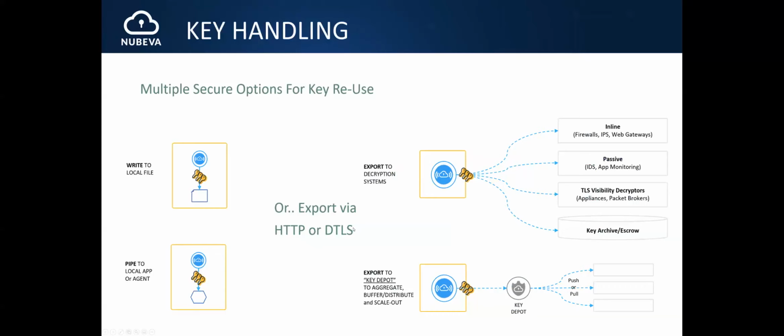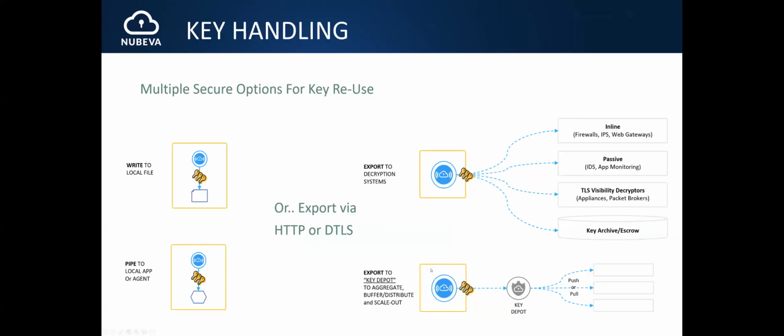We've recently released a fast path to export the keys to external systems. So now we can forward keys off to inline systems like a firewall or an IPS or a web gateway, or we can forward them off to a passive system and enable decryption on an IDS or an app monitoring tool, or ultimately even off to appliances and packet broker systems that do decryption. Finally, they can be logged off into key archives and escrows.